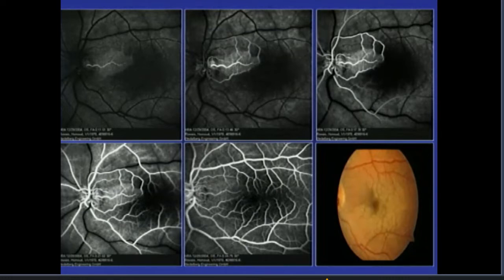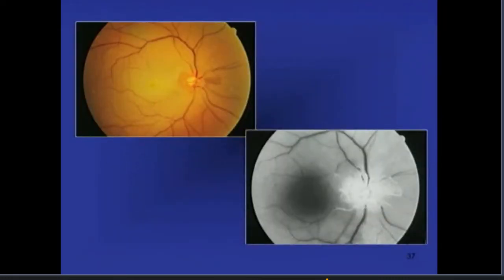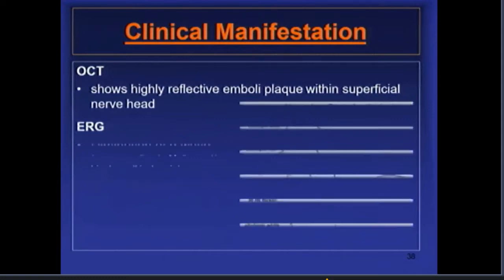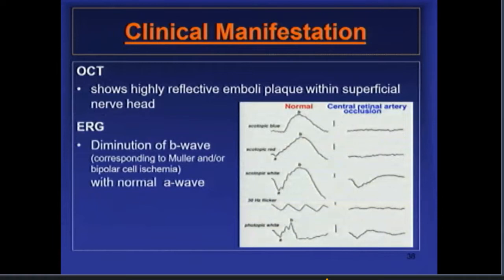So it is important to follow all the sequences and phases of the central retinal artery fluorescein blood flow. OCT might show highly reflective emboli or plaque within the superficial nerve layers. And the ERG in this patient shows diminution of the B wave, related to Müller and bipolar cell ischemia, with a normal A wave in these patients.